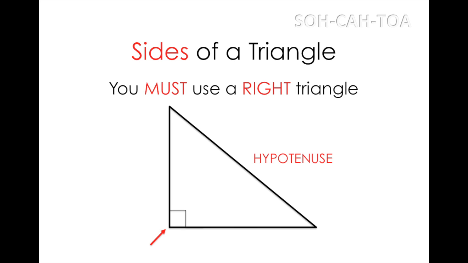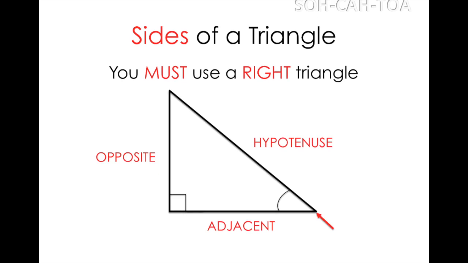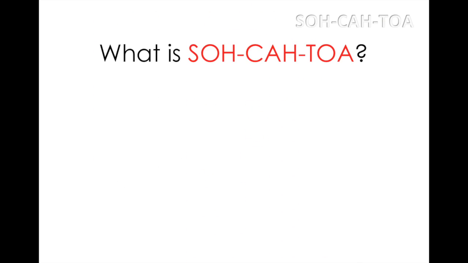The opposite side is across from the given angle. The adjacent side is next to the angle being used. It forms one side of the angle. The hypotenuse forms the other. For example, if we were given the bottom right angle, the vertical leg would be the opposite side, and the horizontal leg would be the adjacent side. Now we'll start at the beginning.